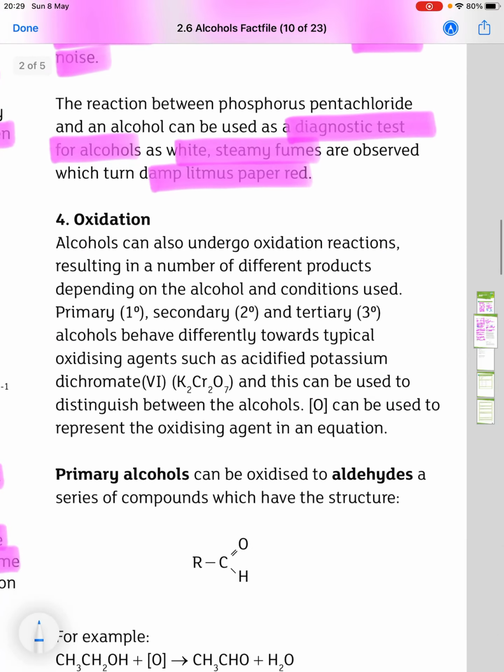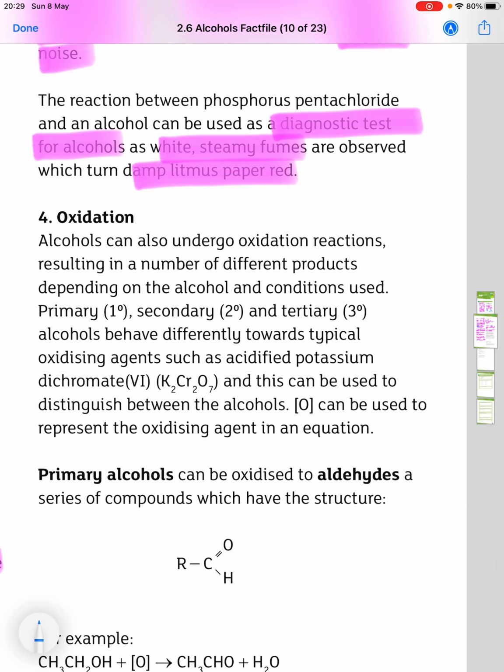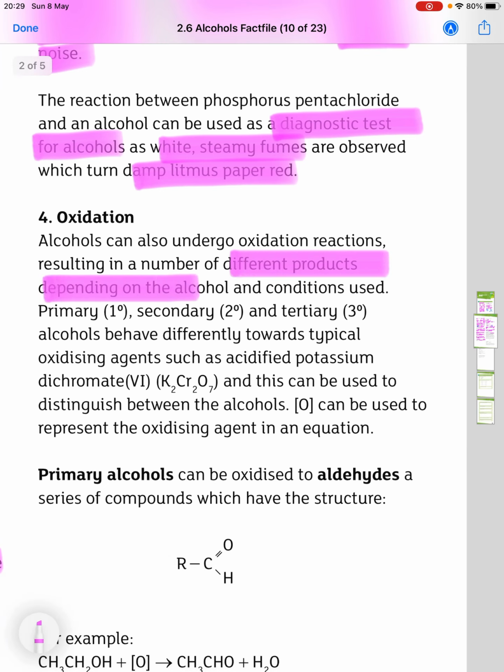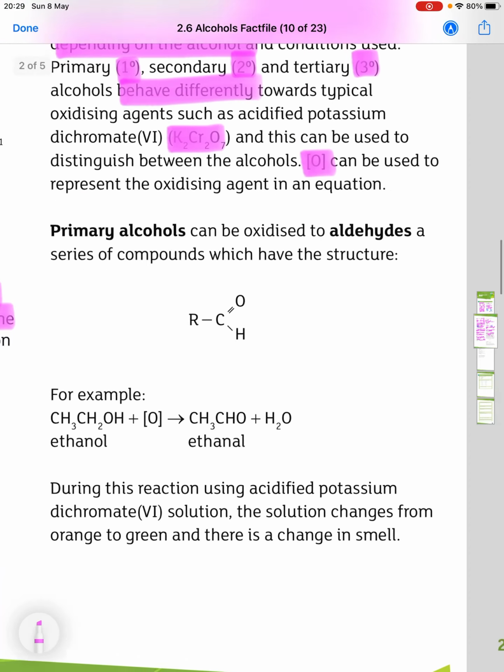You also need to know about the oxidation of alcohols. So alcohols can undergo oxidation reactions, resulting in a number of different products depending on the alcohol and the conditions used. So primary, secondary and tertiary alcohols behave differently towards typical oxidizing agents, such as acidified potassium dichromate, which is K2Cr2O7, and this can be used to distinguish between the alcohols. We just use this O in square brackets to represent the oxidizing agent in an equation.